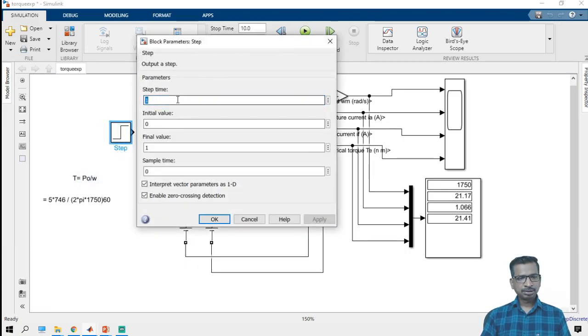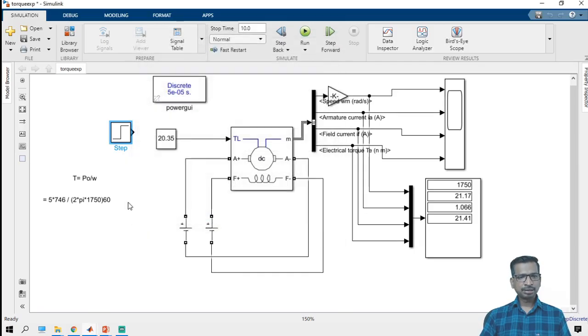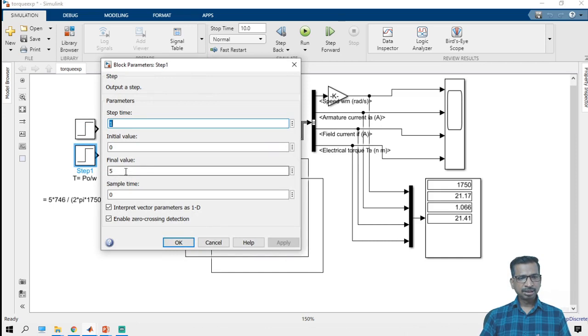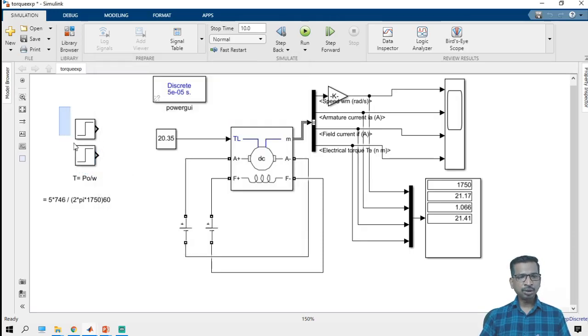So step time, if you run that simulation time about 5 seconds, so initial value 0, the final value let us keep it 5 Newton meter at the time of 1, and similarly, initial value 0 and final value will be 10 at the time of 2. So that is half load, quarter load, half load, and then full load. So like that we are going to add to the motor.